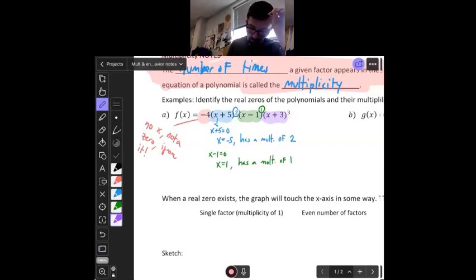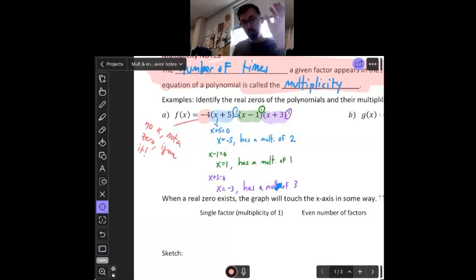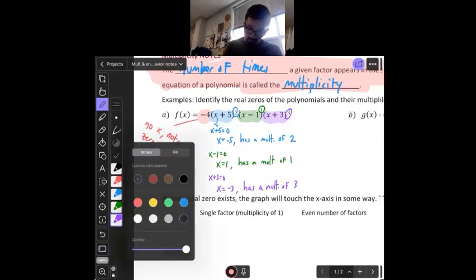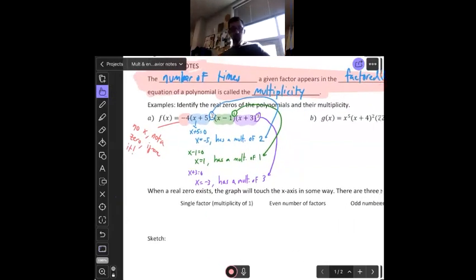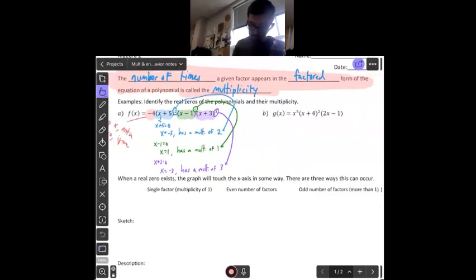A different 1. And then x plus 3 equals 0, so x equals -3. And that one has a multiplicity of 3. Again, this being a -3 and this being a +3 have nothing to do with each other, just coincidence. Okay? So I'm just looking at those exponents. Anything you guys want to talk about with that one? We'll do another one.